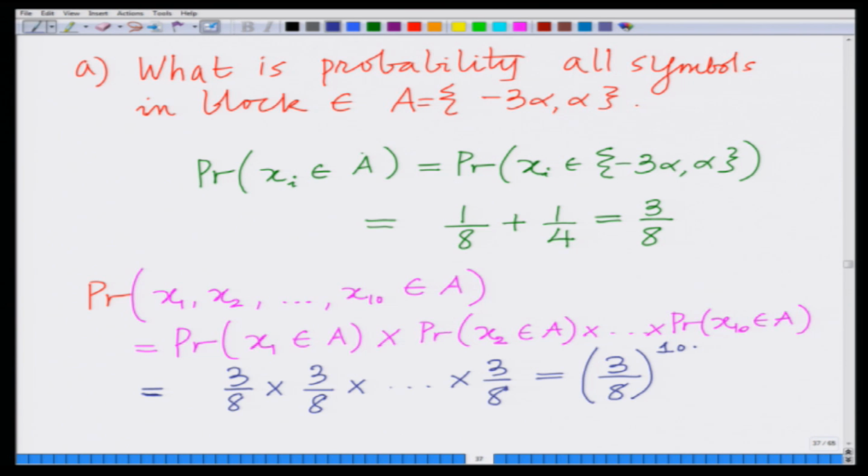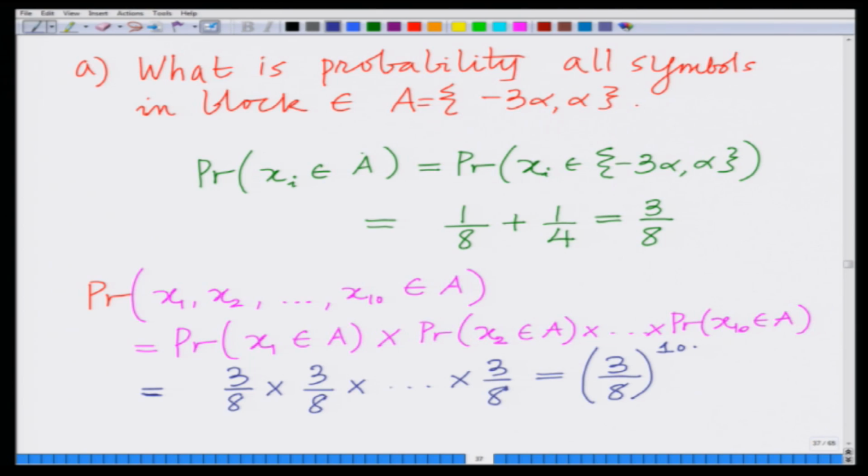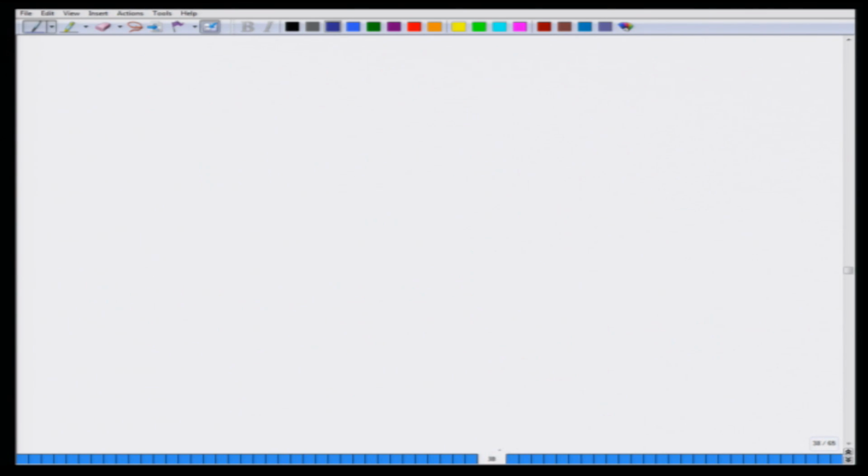So therefore, using the independence and identical distribution property, we have computed the probability that all of these symbols x1, x2 up to x10 belong to this set A, that is each of these xi's is either minus 3 alpha or alpha. The probability of that is basically 3 by 8 raised to the power of 10, and we have used the independent identical distribution property of these various 4 PAM symbols to calculate that. Let us now extend this example further.